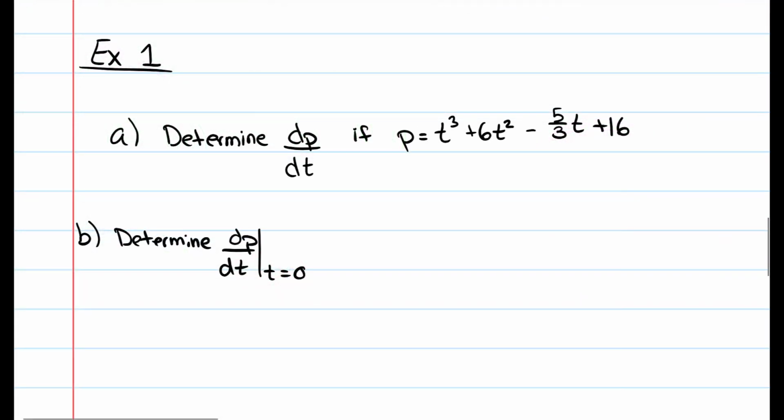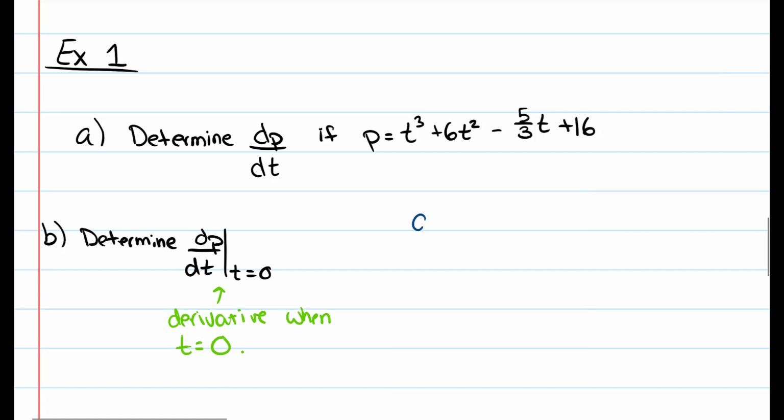So example 1, determine dp dt if p is equal to t cubed plus 6t squared minus 5/3 t plus 16. And then part B says dp dt when t is equal to 0. So we read this as the derivative when t is equal to 0. So let's start by doing part A.